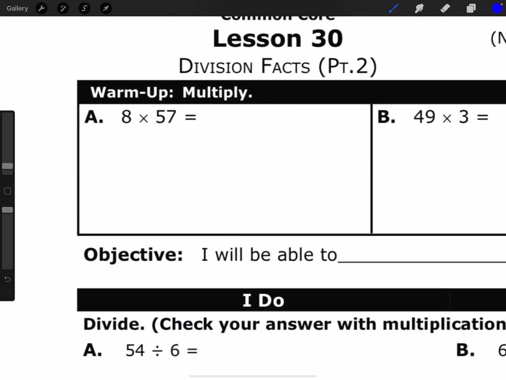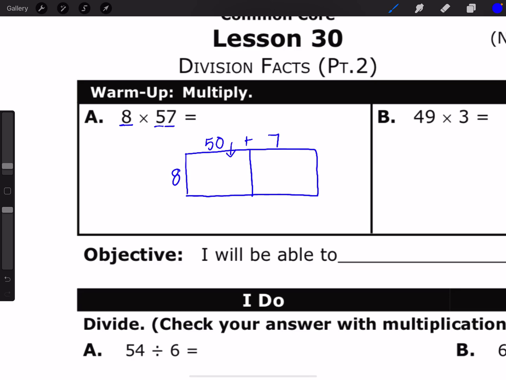The warm-up, we're multiplying 8 times 57. We've taught you many ways to do your multiplication, so let's do area model. We know that 57 is 2 digits, so we're going to make a rectangle that has 2 boxes across. And 8 is only 1 digit, so we only need 1 box high. So we're going to have 8, and then 50 plus 7, because that is the expanded form of 57.